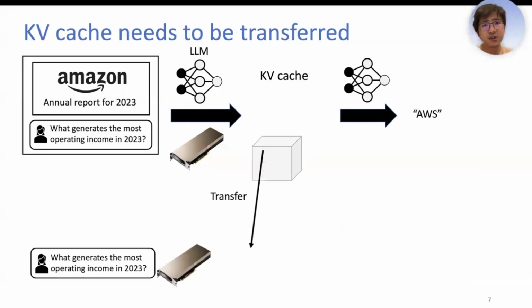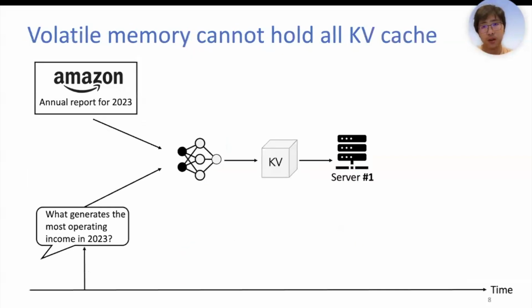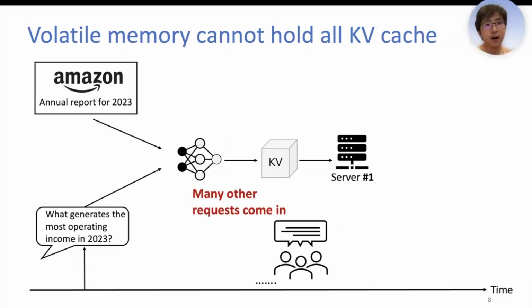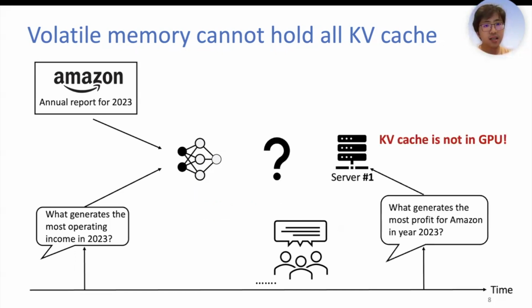KV cache might need to be transferred, and here's why. First of all, volatile memories cannot hold all the KV cache. So this is the exact same scenario. You put the KV cache in GPU server number 1, and a bunch of other requests come in. Since these requests occupy the DRAM as well, the KV cache will get evicted since the memory is limited. And then when the second request comes in, like what generates the most profit for Amazon in 2023, the KV cache is already not there, so you have to do prefill again. A similar problem holds for CPU as well.